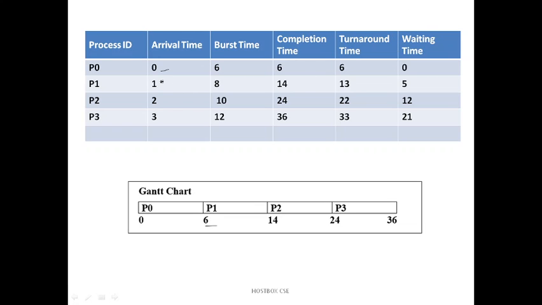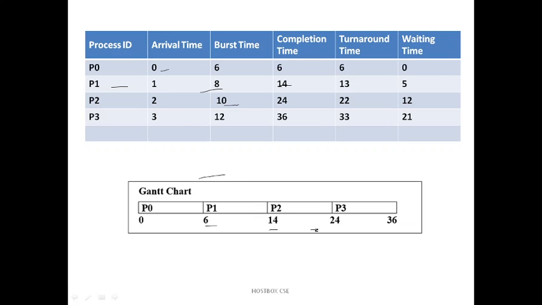Now next you can choose P1. How much burst time does P1 require? It takes 8 only, but totally P1 completes at 6 plus 8, which is 14, as per the Gantt chart. Now P1 is completed, so go for P2 similarly. P2 needs only 10, but the total time to complete is 6 plus 8 is 14, plus 10 is 24.